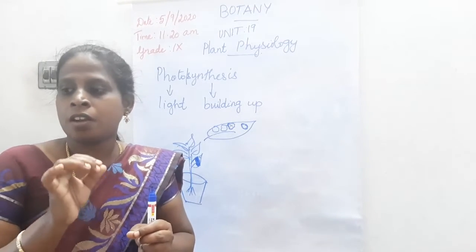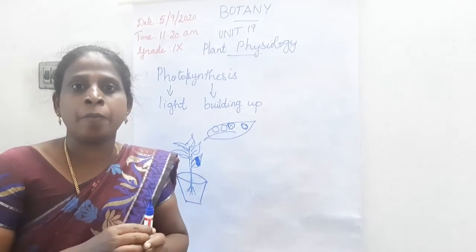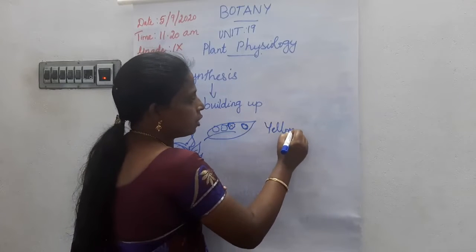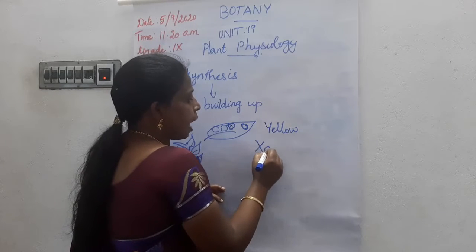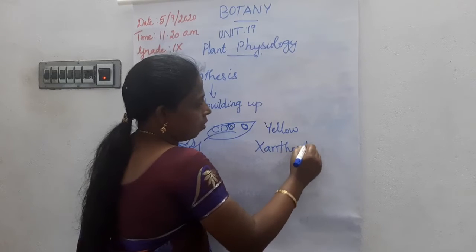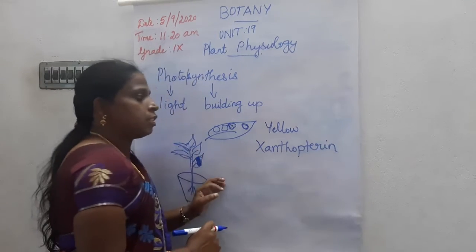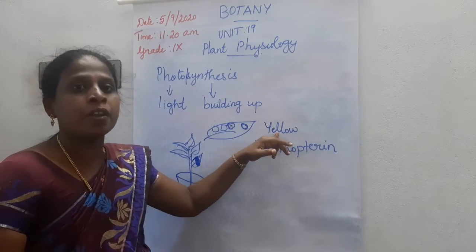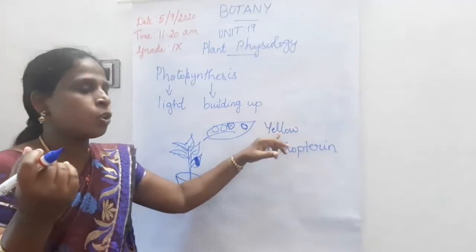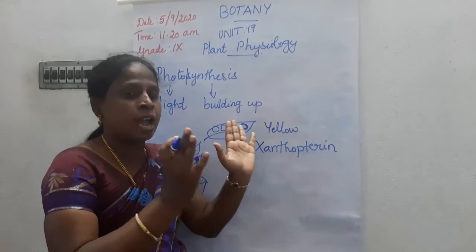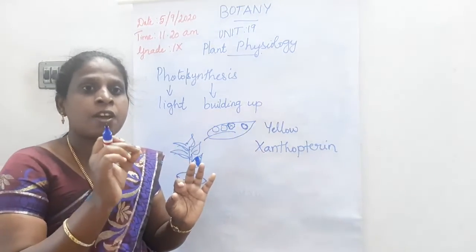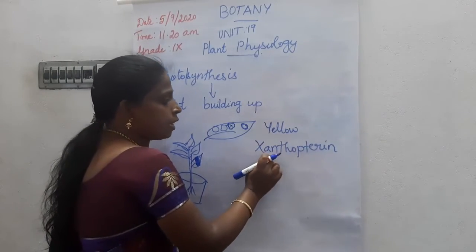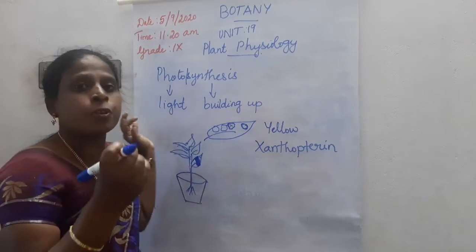That pigment is not chlorophyll. It is a yellow pigment called xanthopterin. The cuticle consists of xanthopterin, the yellow pigment which is sensitive to light. The cuticle of the abdomen is very thick, consisting of a stack of 30 layers of the yellow pigment xanthopterin. They are sensitive to light.